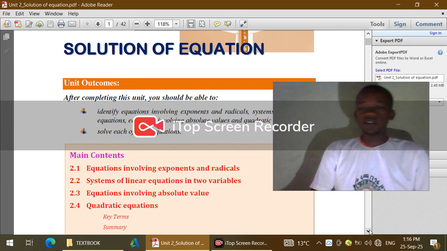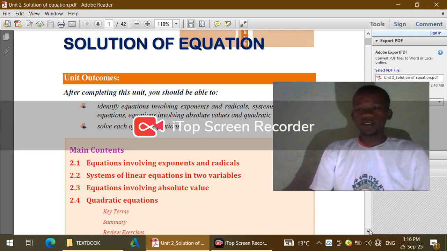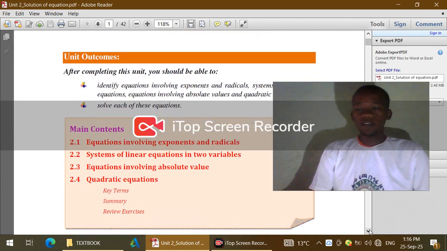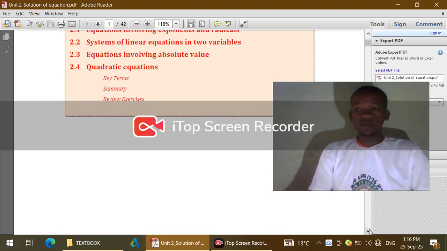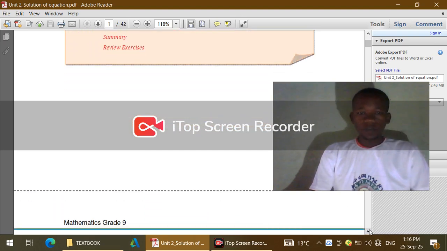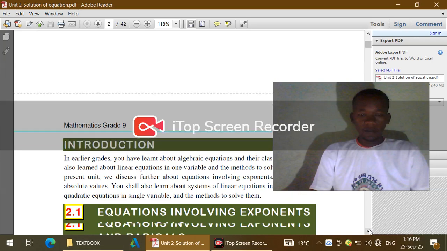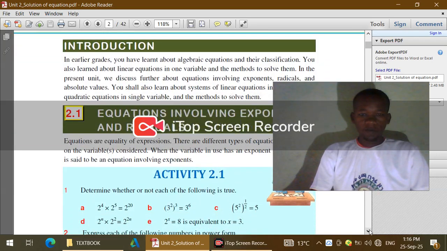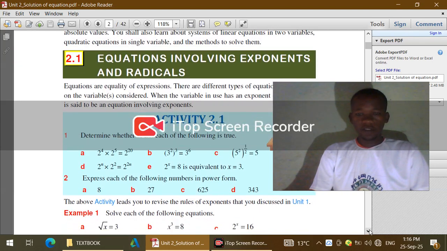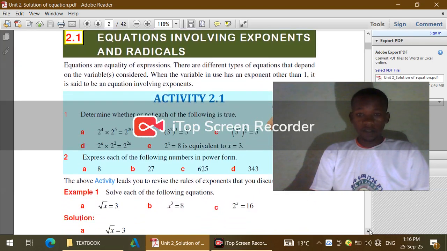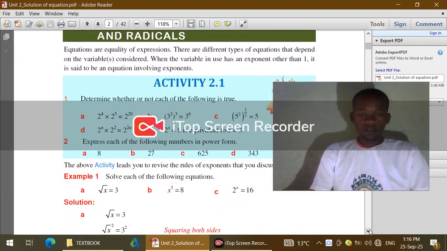The next one is equations involving absolute values. And at the end, I will teach about equations involving quadratic variables, that means the equation has power 2. So here, from the textbook, we start with equations involving exponents and radicals. How do we solve them?